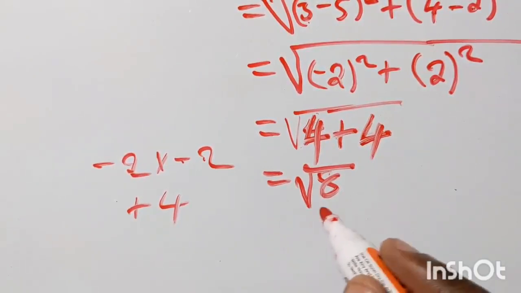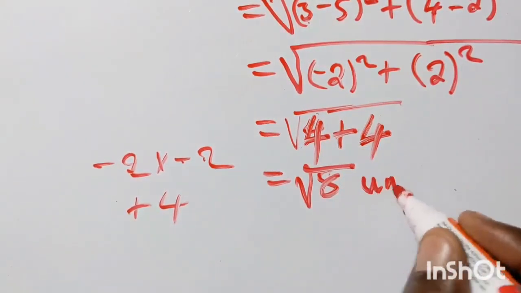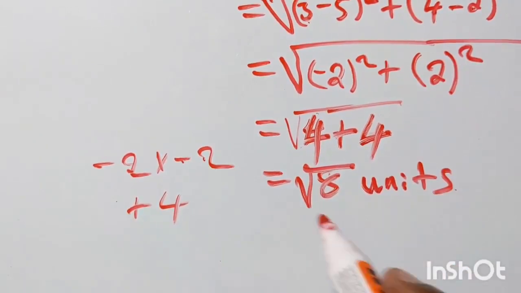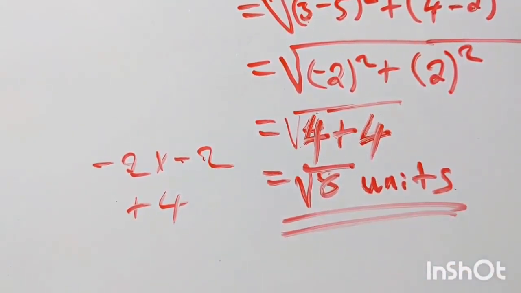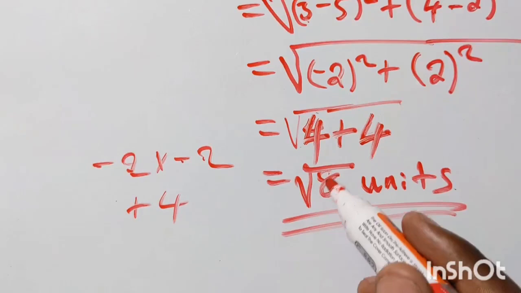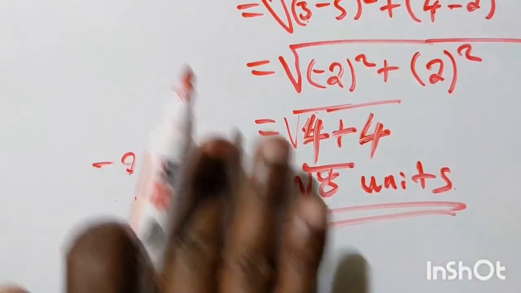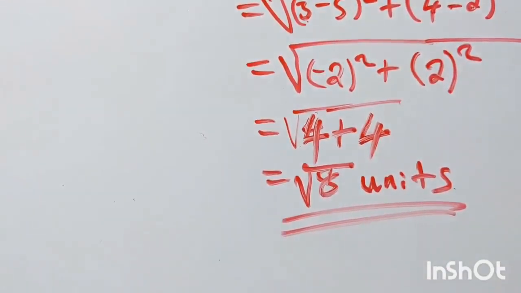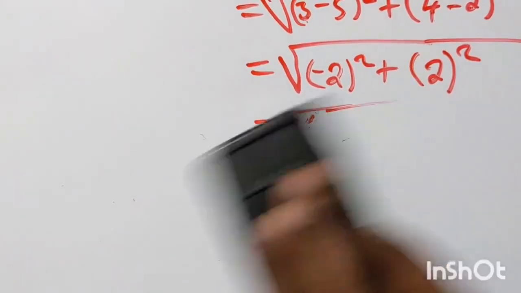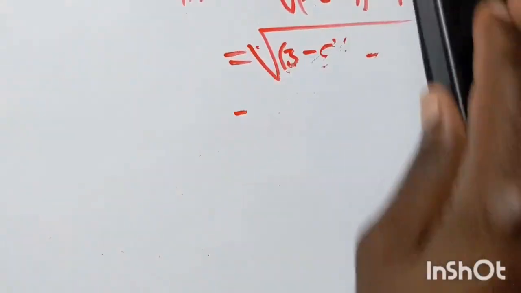Since you are not using a calculator in paper 1, you just leave the answer in root form, because the square root of 8 is not an exact number. That is how you can find the magnitude of a vector when you are given 2 points. So let's try to solve some examples.